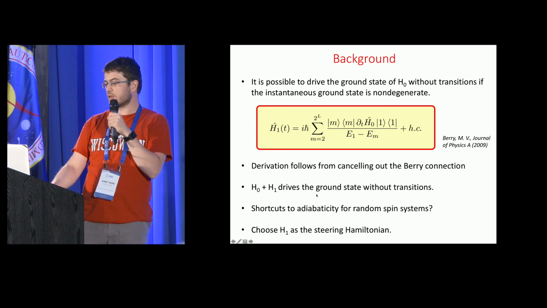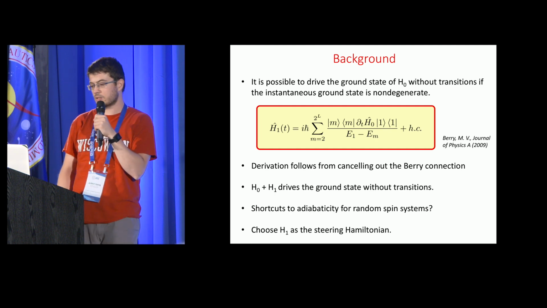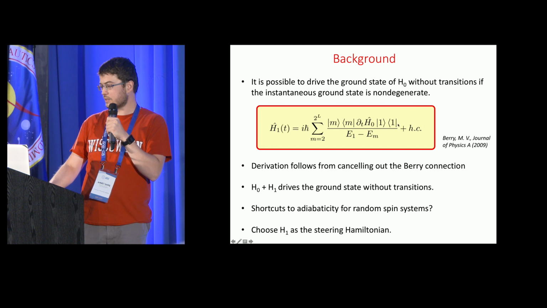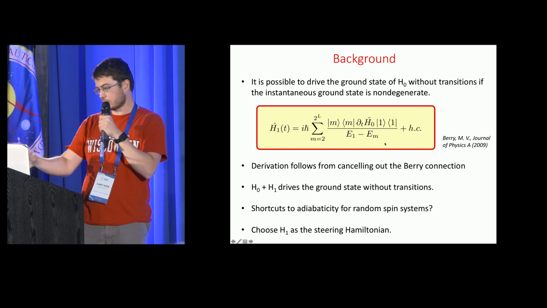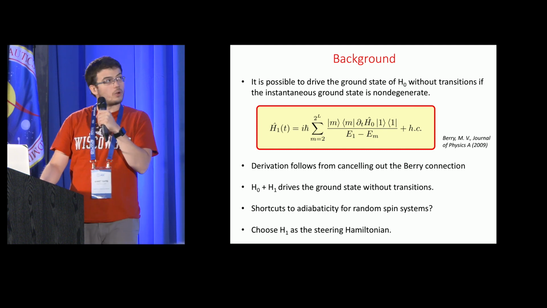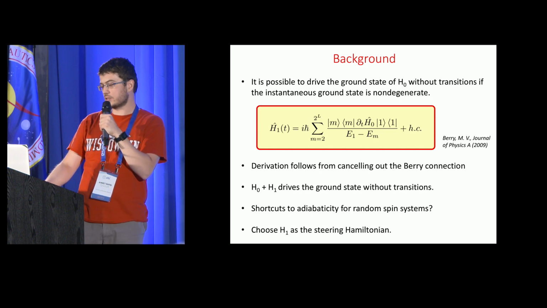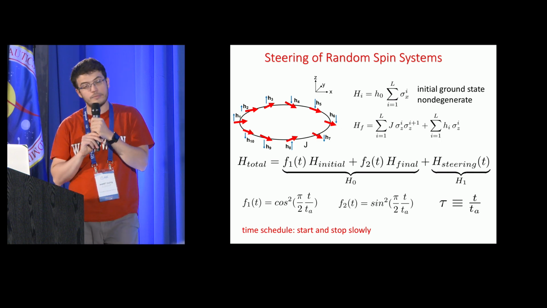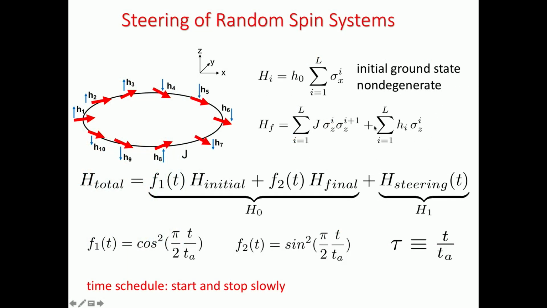Can we apply this idea to random spin systems? Shortcuts to adiabaticity in general, and especially this transitionless tracking algorithm I'm going to talk about. So we can choose H1 as the steering Hamiltonian, and let's see how we did. We will try to solve the H final Hamiltonian, a one-dimensional Ising model with random field in the z direction. It's a closed chain. Here is the sketch.